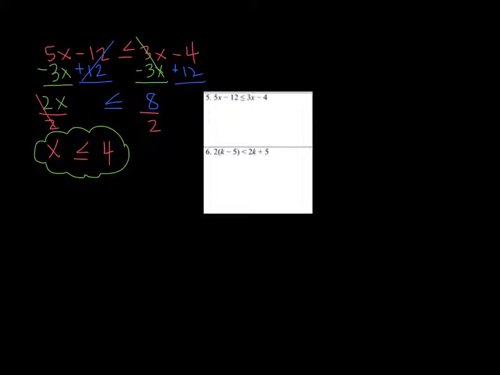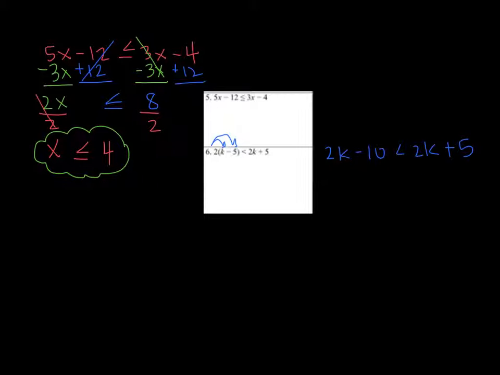Okay, so number 6 is similar to 5, only it has that little bit of an extra step, which is to distribute. Notice there's parentheses here, so I need to multiply the 2 times k and 2 times negative 5. When I do that, I get 2k minus 10 is less than 2k plus 5. Okay? So don't forget to distribute. You do that when you see these parentheses with a number outside.